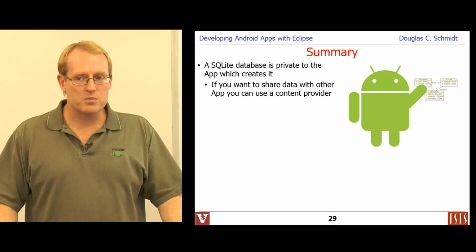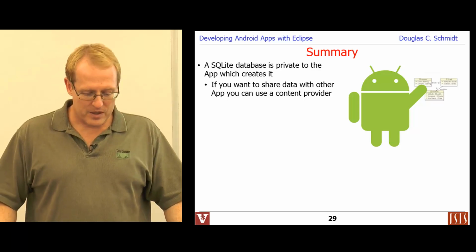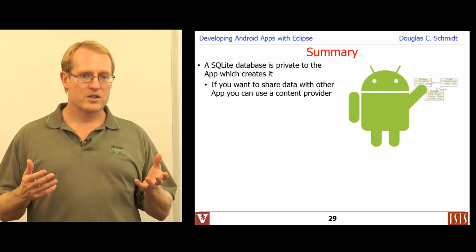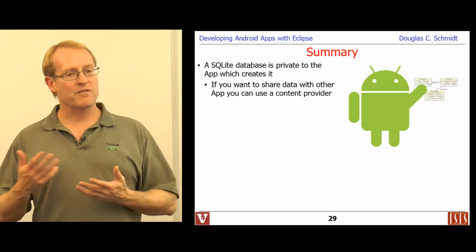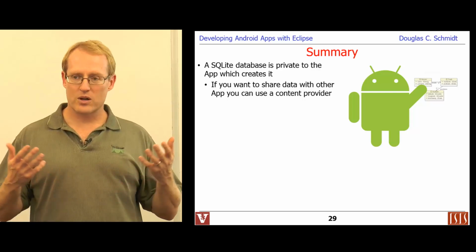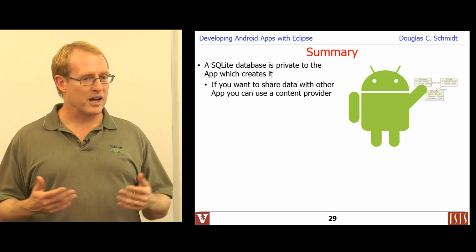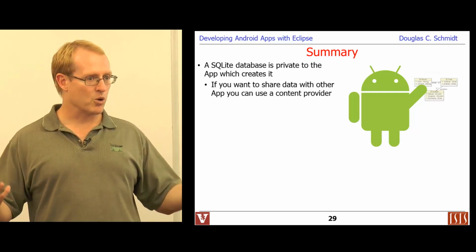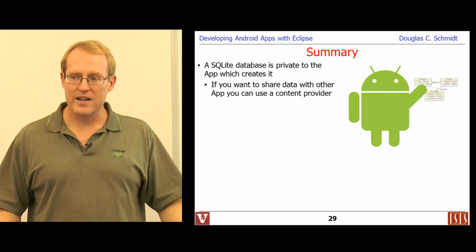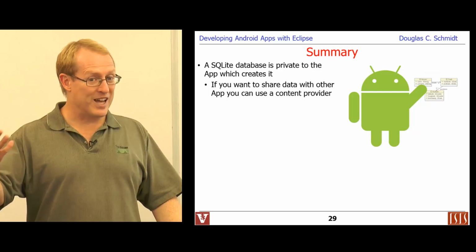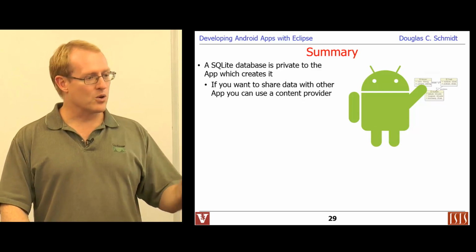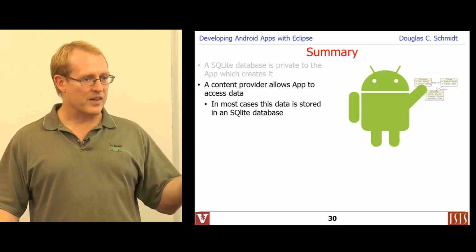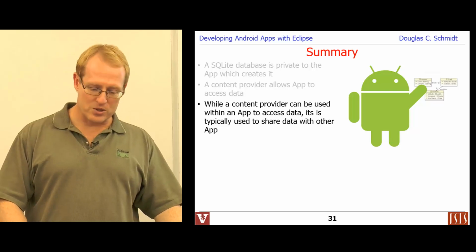So to summarize this particular discussion, the SQLite database is private to the app that creates it. So that works fine, but oftentimes we're trying to define services or providers of some kind, and we would like to be able to make them accessible to more than one app, or make it accessible in a more common, more conventional way, a way we can script with the Android manifest files and so on. So content providers give you the ability to do that. The content providers allow the apps to access the data. It's usually stored in SQLite.